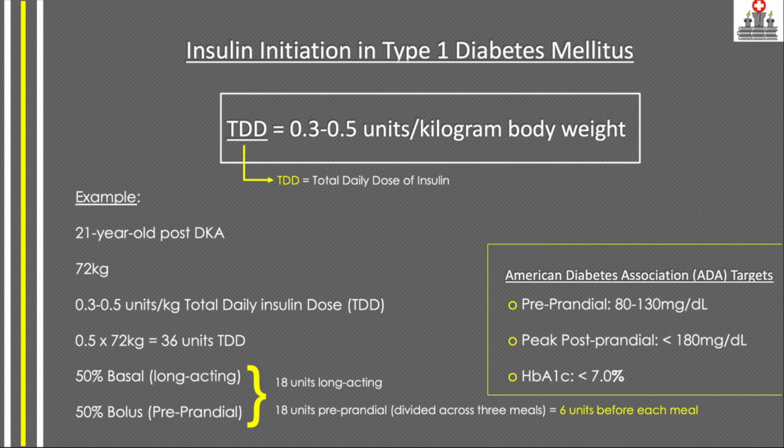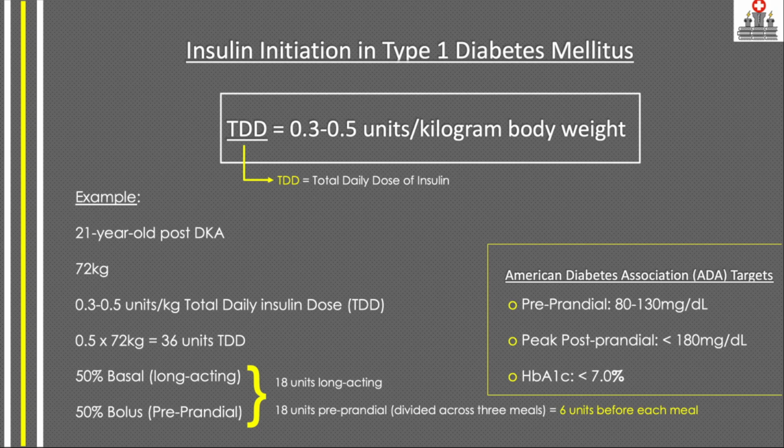It's important to note the American Diabetes Association, or ADA, their targets. They recommend that a preprandial is 80 to 130 milligrams per deciliter. A peak postprandial, so up to 2 hours after a meal, should be less than 180 milligrams per deciliter, and the HbA1c, or the 3-monthly estimate of glucose, to be less than 7.0%.